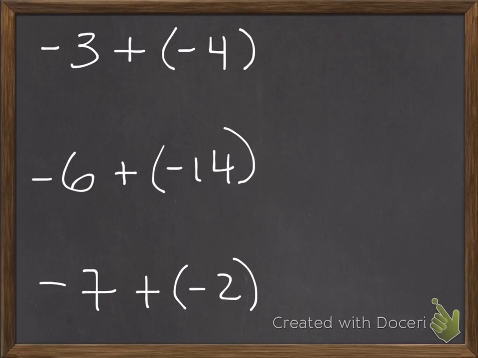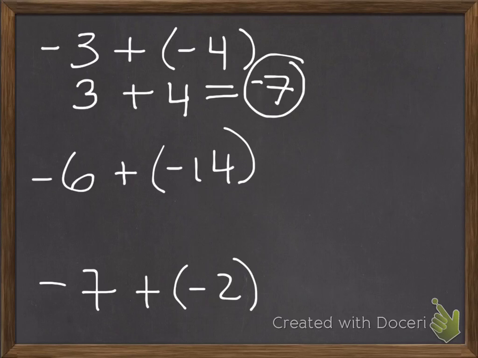So negative 3 plus negative 4. The absolute value of negative 3 is 3. The absolute value of negative 4 is 4. They have the same sign, so we add to get 7. And we take the same sign that they both have, which is negative. So my answer is negative 7.